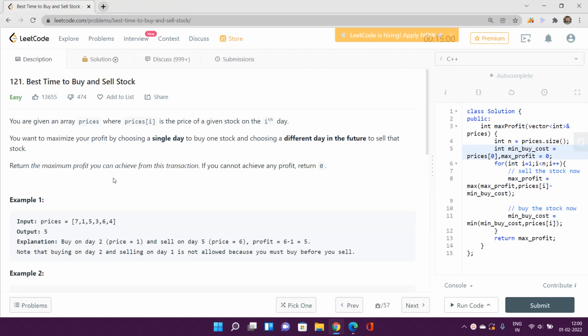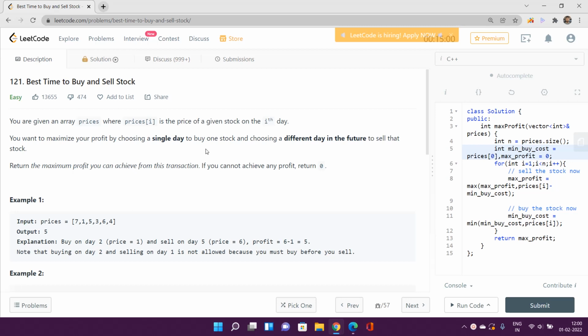You are given an array prices where prices[i] is the price of a given stock on the ith day. So if i is 1, what is the price of the stock on the current day. We want to maximize our profit by choosing a single day to buy one stock and choosing a different day in the future to sell that stock. That is, if you're buying the stock on the current day and it costs X amount, you're not going to sell the stock on the same day, otherwise this is not valid.